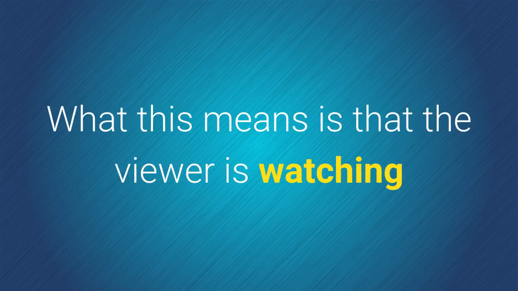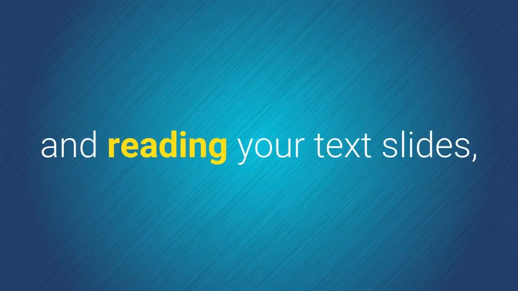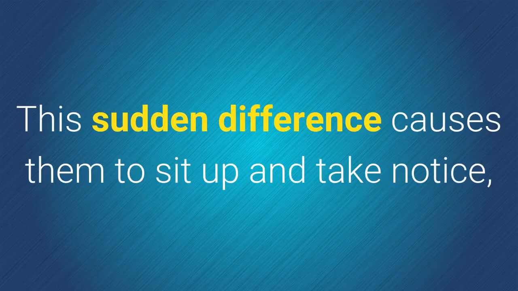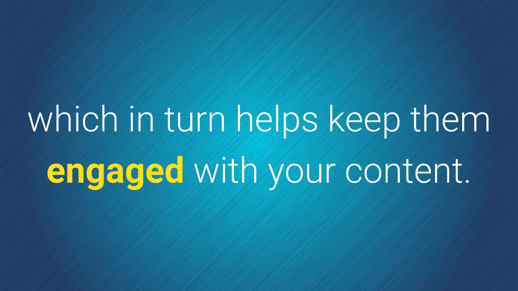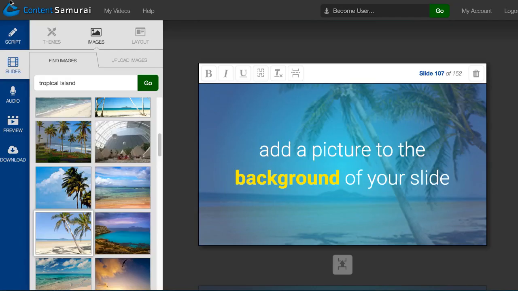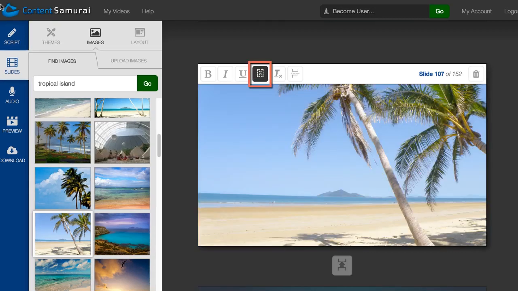What this means is that the viewer is watching and reading your text slides, and then suddenly they see a full screen image. This sudden difference causes them to sit up and take notice, which in turn helps keep them engaged with your content. The way to do this in Content Samurai is to add a picture to the background of your slide, and then simply click the Hide Text button over here.